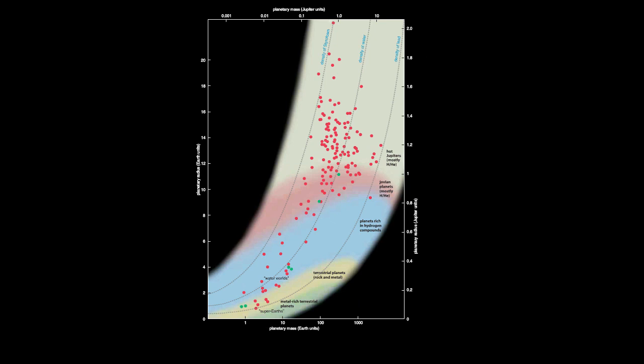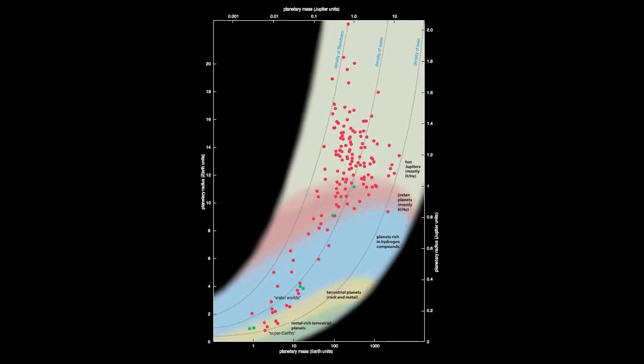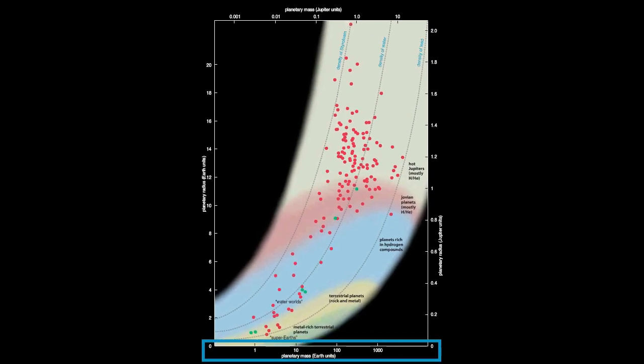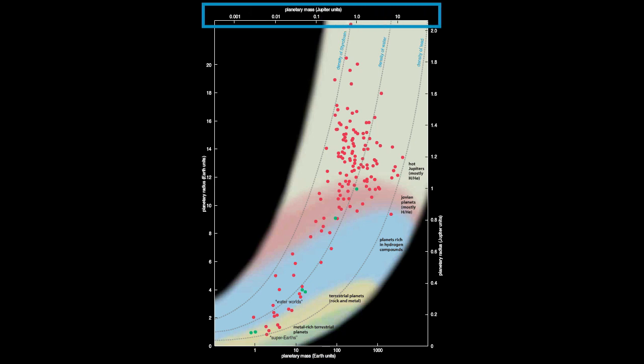Let's begin by hiding the images and paintings of selected planets so we can focus on the graph itself. The horizontal axis shows planetary mass, given here in units of Earth masses. That is, a value of 1 represents a planet with the same mass as Earth, a value of 10 represents a planet with 10 times Earth's mass, and so on. The top of the graph has a scale showing the equivalent values in Jupiter masses. The numerical values are much smaller because 1 Jupiter mass is equivalent to about 318 Earth masses.